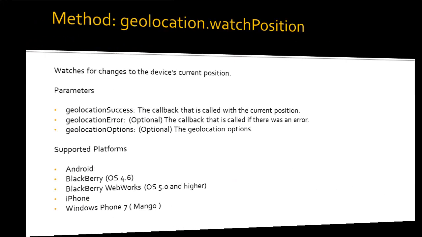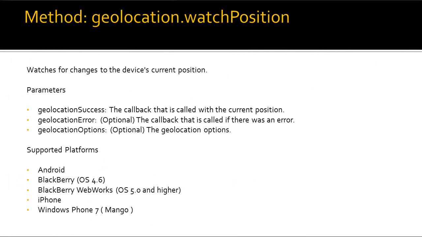So now what we're going to do is take a look at the geolocation.watchPosition method. This method will allow us to keep track of the position of the device instead of just capturing the information and displaying it once. We can keep track of all of the changes in the position of the device, and then we can update the display to the user, which is fantastic.